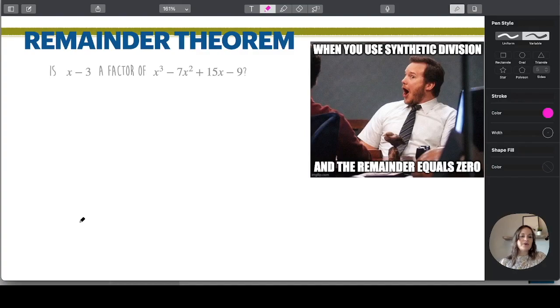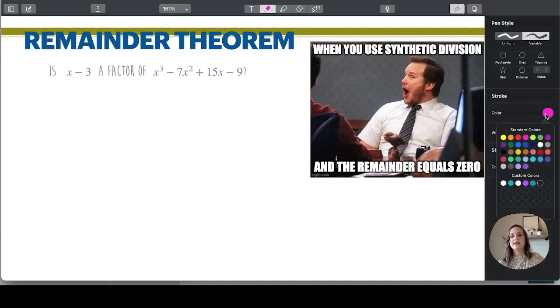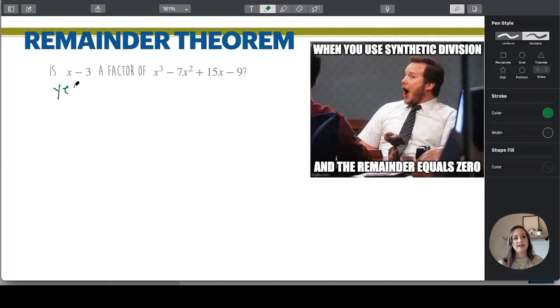There is something called the remainder theorem. And what it's basically doing is it's saying they want to know, is x minus 3 a factor of this function? So basically, the answer is going to be yes if you have a remainder of 0. Yes if the remainder equals 0.